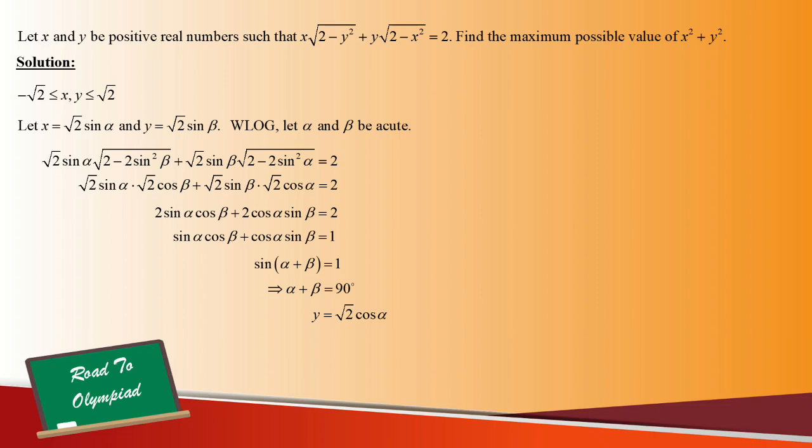And thus, x squared plus y squared simply gives us 2 sine square alpha plus 2 cosine square alpha, where again we can apply the trigonometric identity sine square alpha plus cosine square alpha is equal to 1 to obtain 2. And this marks the end of our second solution.